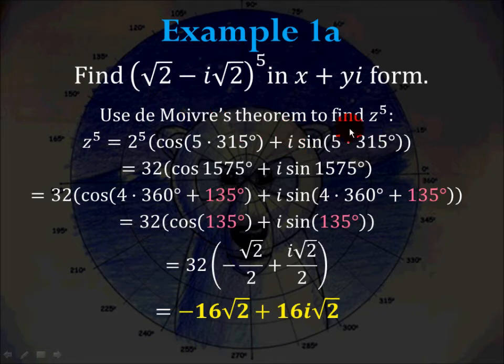Then you use de Moivre's theorem to take whatever this is to whatever power. So we want z to the fifth. You take your r to the fifth. You multiply each angle by 5. Then you take your angle here, and you find the angle coterminal with that angle between 0 and 360. And then to get it back into x plus yi form, you take the cosine and the sine of that angle, redistribute the r outside, and multiply it together.